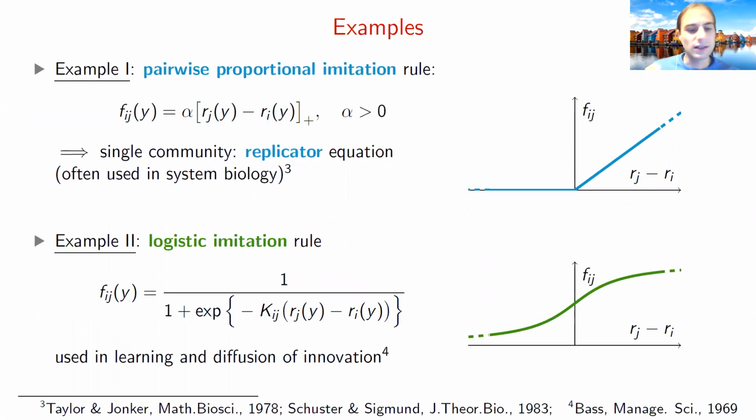Another possible choice for the imitation rate is to use a logistic rule, a logistic formula for the rates, which is used a lot in learning and in diffusion of innovation, in particular in economic sciences. So these are just two possible choices of the imitation rate to show what are typical choices, and also to show that imitation dynamics are a broad class of learning protocols that encompasses many well-known dynamics.